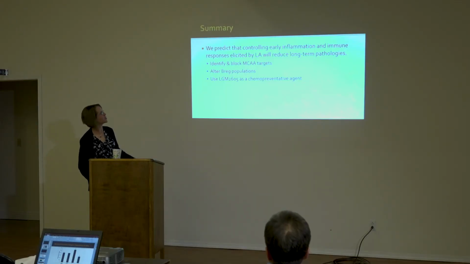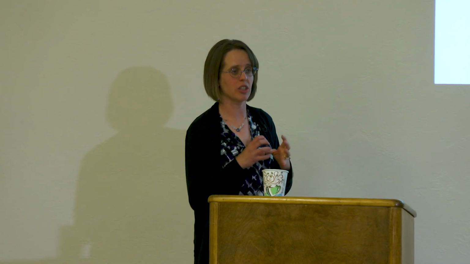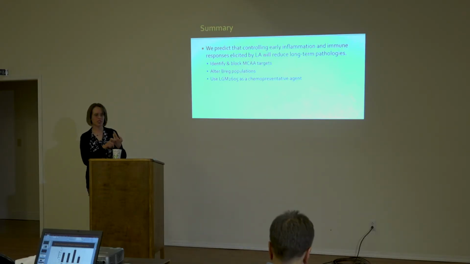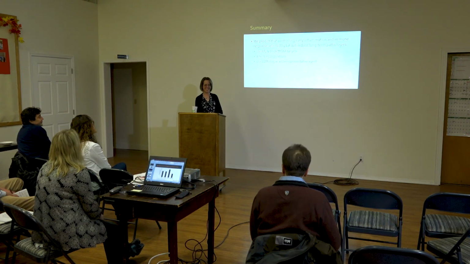So in summary, we're looking overall at reducing early inflammatory responses and early immune responses as a way to control those more chronic diseases. We're trying to identify and block the MESCA targets. We're looking at altering our B regulatory cell populations, and then we're looking at using LGM as a chemopreventative. So if you know somebody's been exposed to asbestos, perhaps they can start taking this drug before the disease develops to block that early inflammation. All right. Well, thank you.